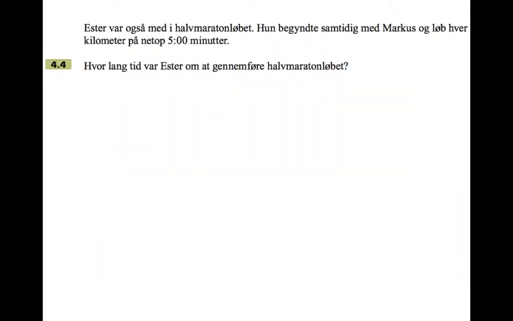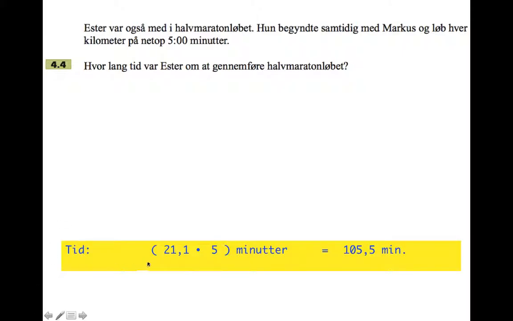Question 4.4. Esther was also in the half marathon run. She began at the same time as Marcus and ran each kilometer in exactly 5 minutes. How long did Esther take to complete the half marathon? So 5 minutes times 21.1 kilometers means it takes her 105.5 minutes. I don't think you need to convert that to 1 hour, 45 minutes and 30 seconds, but you can if you want.